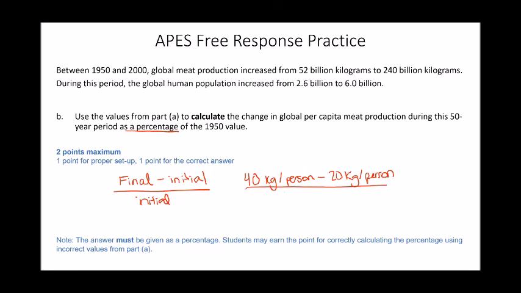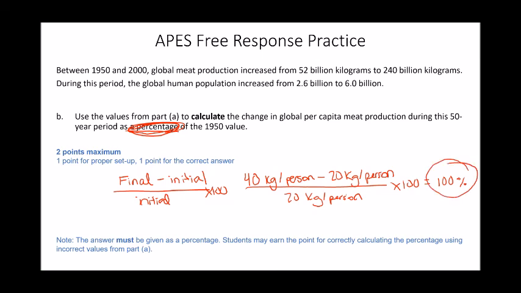And then we're going to put that over the initial, which was also 20 kilograms. All right, so 40 minus 20 divided by 20. That is going to be 20 divided by 20, which is 1. So now, in order to get it as a percentage, there's something that we need to do. We need to multiply by 100. So if we multiply by 100 here, that is going to give us a 100% increase.